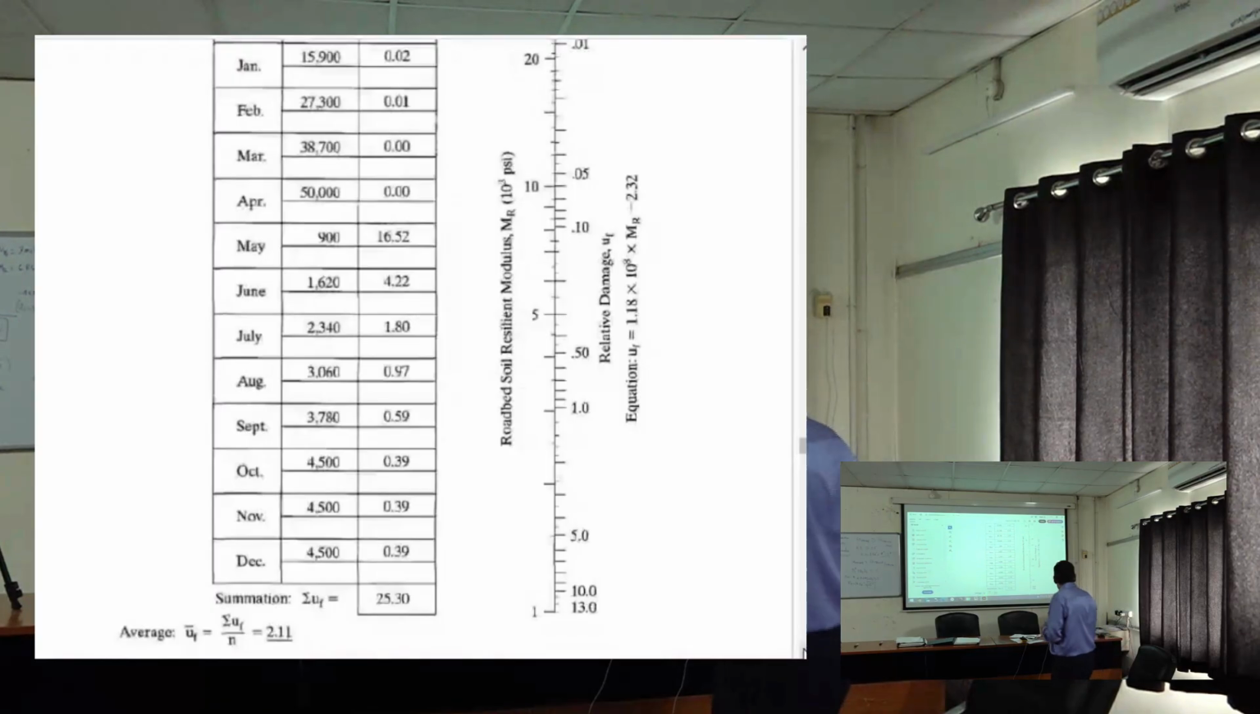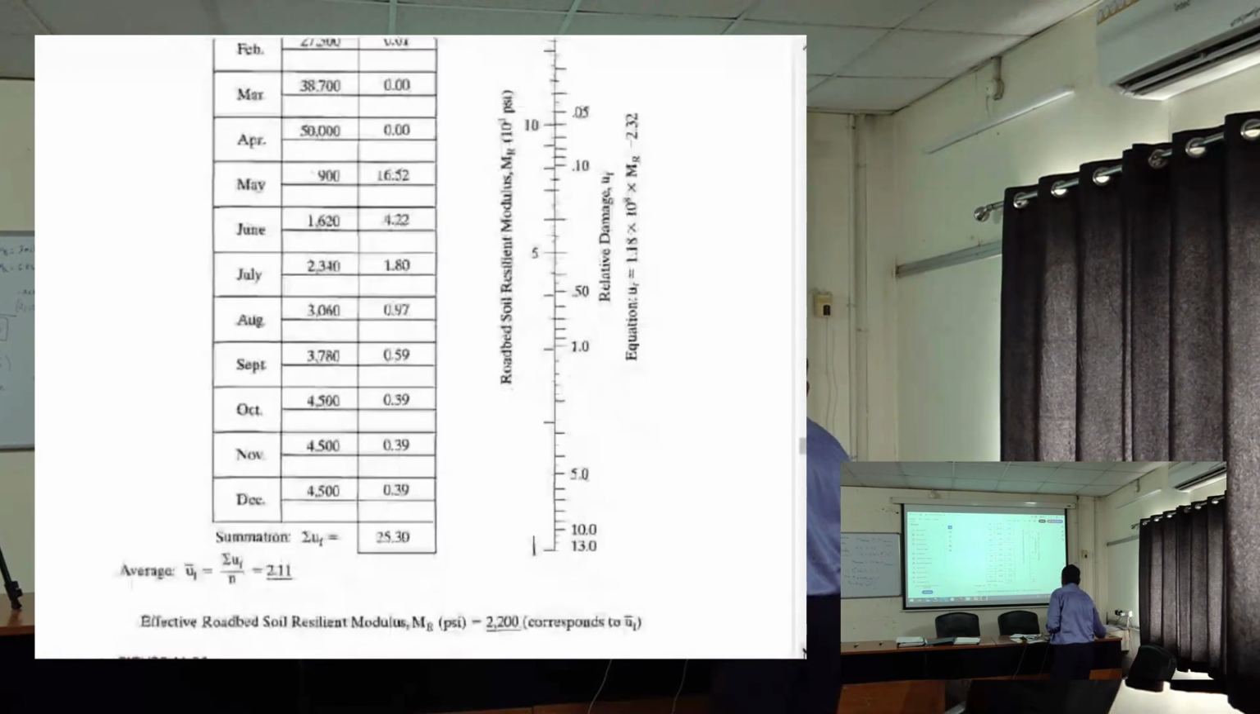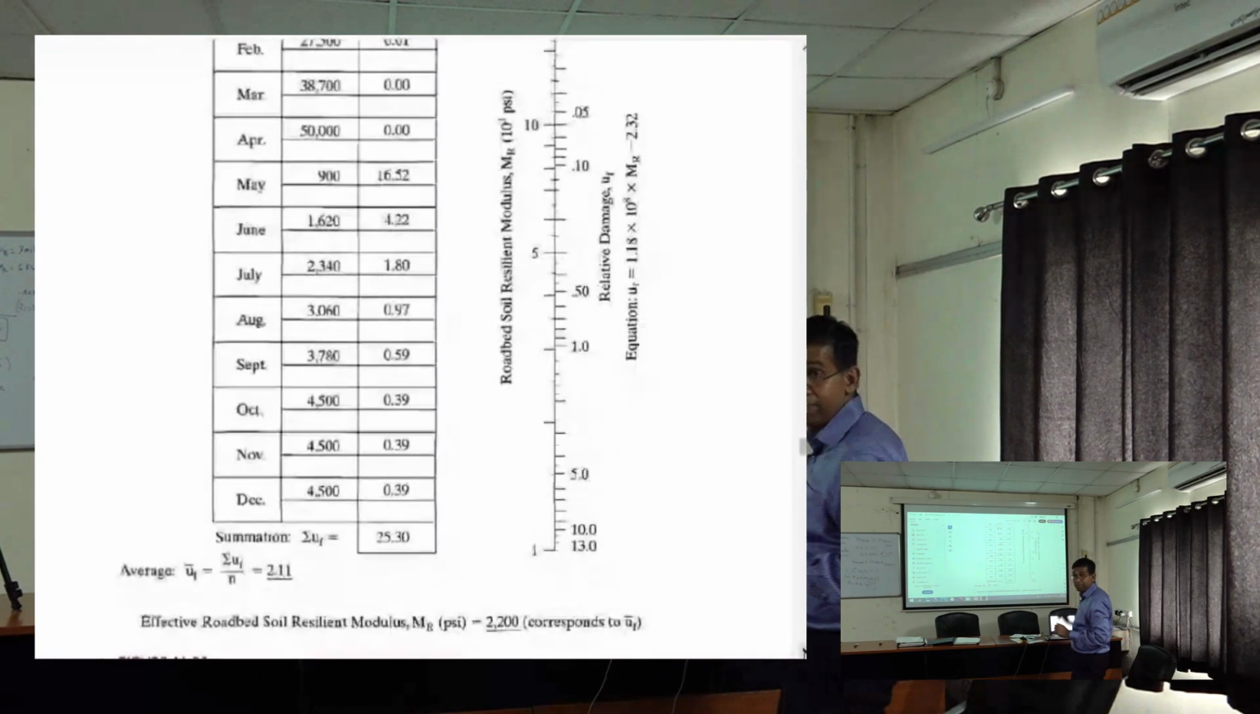So if I back calculate this, that number happens to be 2200. What it is saying is that if I took 2200 every month and kept it constant, it will cause exactly the same damage of 25.30 overall. Fair enough? That's a simple matter.